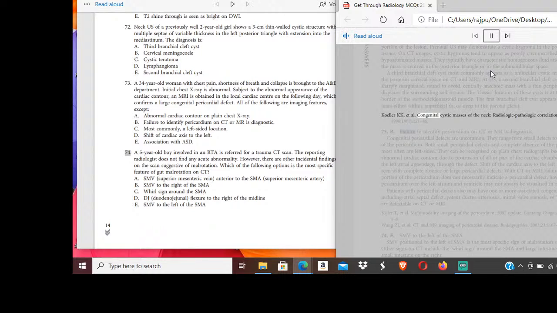Kolar KK, et al. Congenital cystic masses of the neck: radiologic-pathologic correlation. Radiographics. 1999. 19. 112-146. 73, B. Failure to identify pericardium on CT or MR is diagnostic.